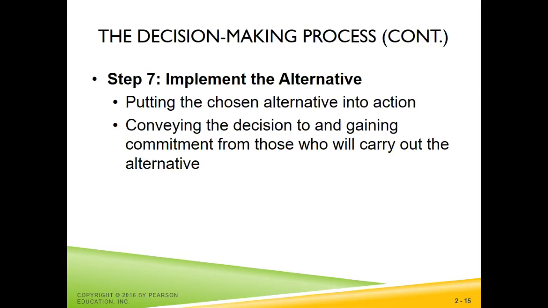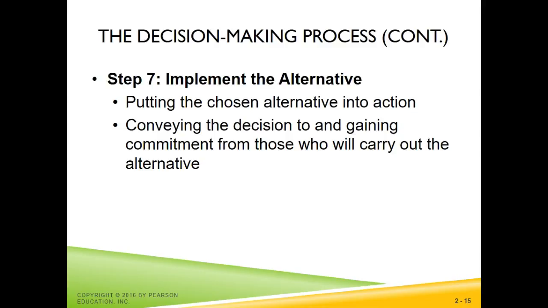Now in step 7 in the decision-making process, you put the decision into action by conveying it to those affected and getting their commitment to it. You need buy-in. Remember, here you could be instituting some kind of organizational change. You want to establish that sense of urgency and build your guiding coalition of change agents. We will talk about organizational change later in this course. But essentially, that's what's happening here.